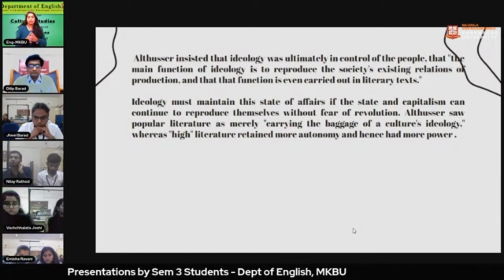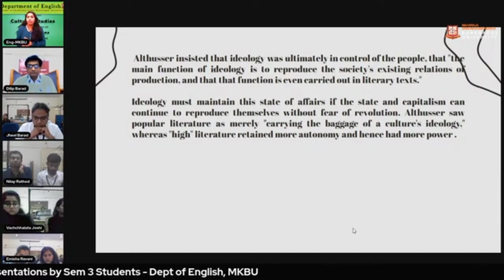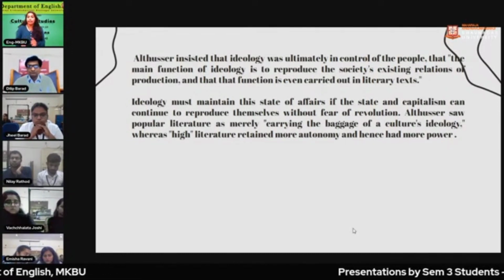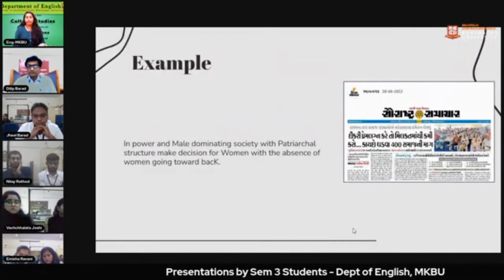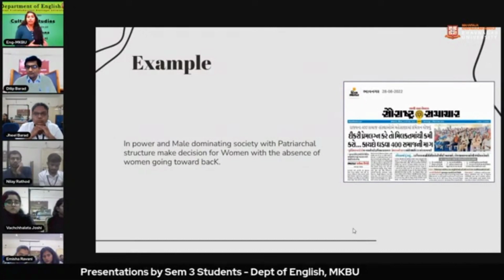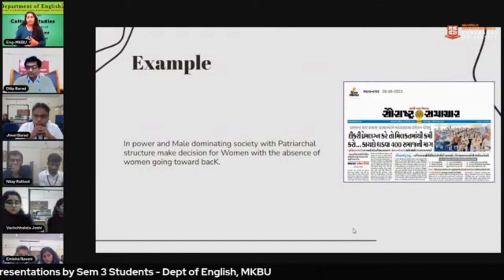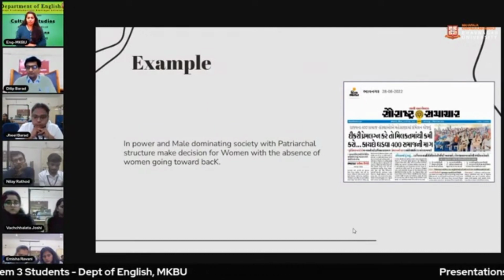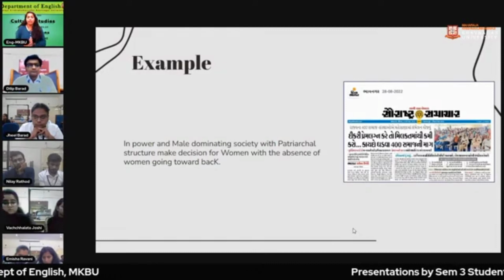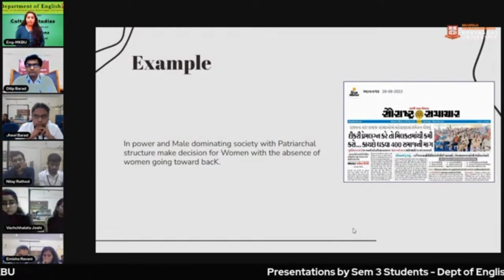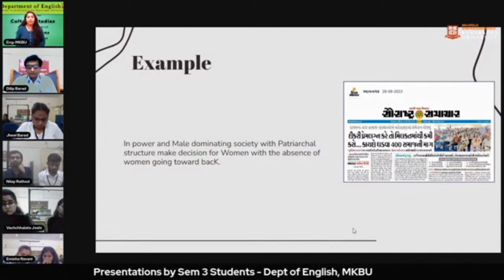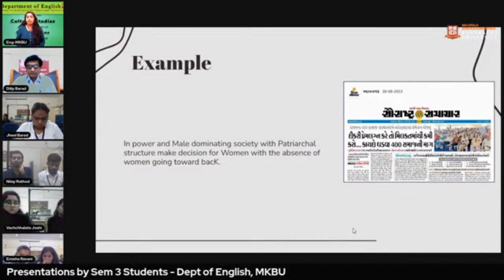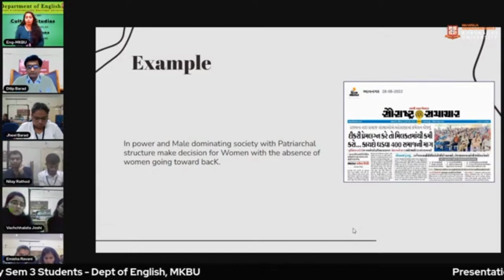We see the example of Chetan Bhagat, a popular literature, but merely connected with a cultural ideology, and some Indian examples going to the past or British culture. Cultural materialism goes towards the past, in a power and male-dominating society with a patriarchal structure, making decisions for a woman in the absence of woman.